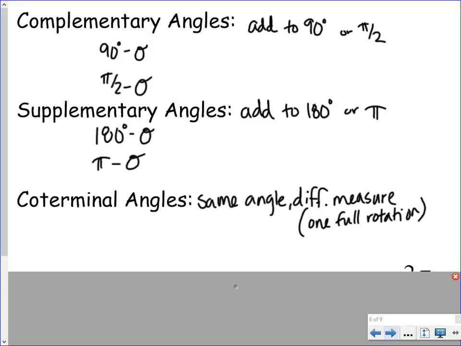By a difference of one full rotation. And that could be a positive full rotation, like adding 360, or a negative full rotation, so you could subtract 360. So basically your rule for coterminal angles is add and subtract 360 degrees, or add and subtract in radians 2 pi. Okay. So I'd maybe write that down.